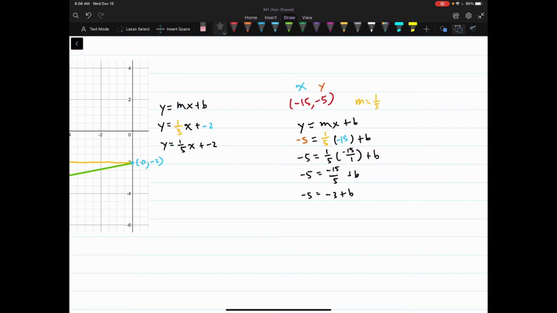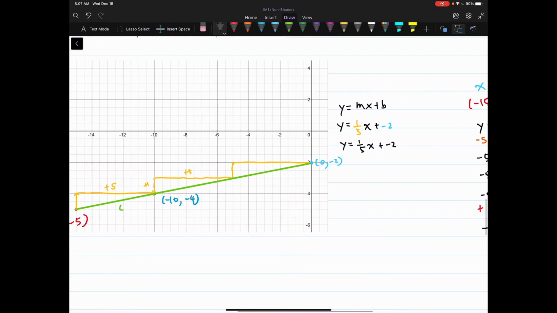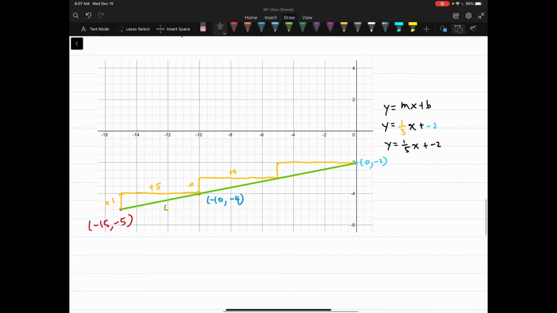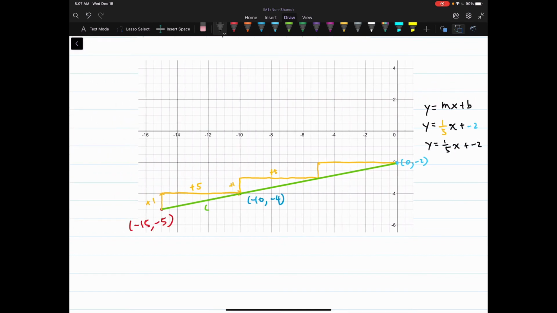And then we add 3 on both sides. Negative 5 plus 3 is negative 2, which is equal to b. Voila, b is negative 2, like so. So I used the algebraic method to solve the y equals mx plus b equation. Okay, now let's go ahead and do the next one.